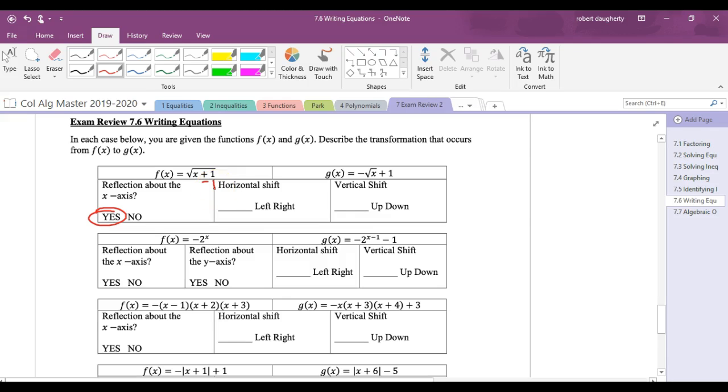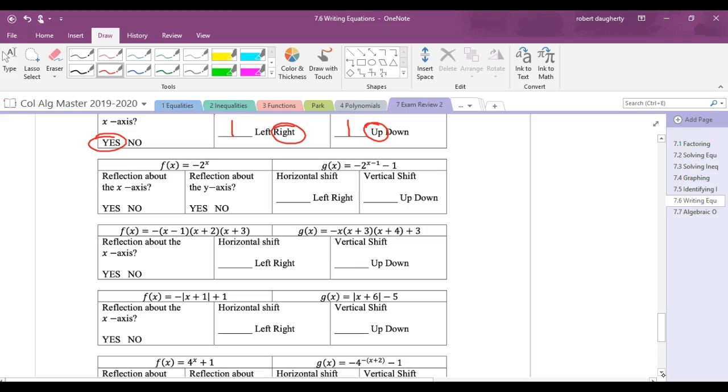So remember, a minus 1 moves me to the left. So this moves me to the right. A minus 1 moved me to the right, so this will move to the right 1, and then it looks like this 1 on the outside moved me up with a vertical shift.